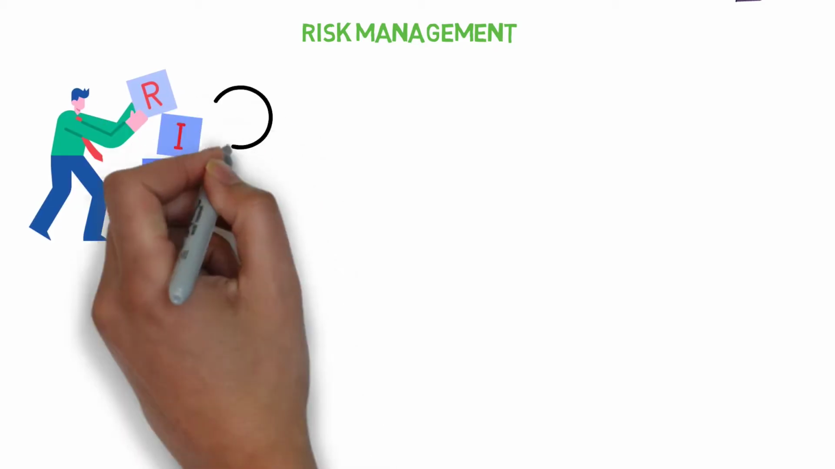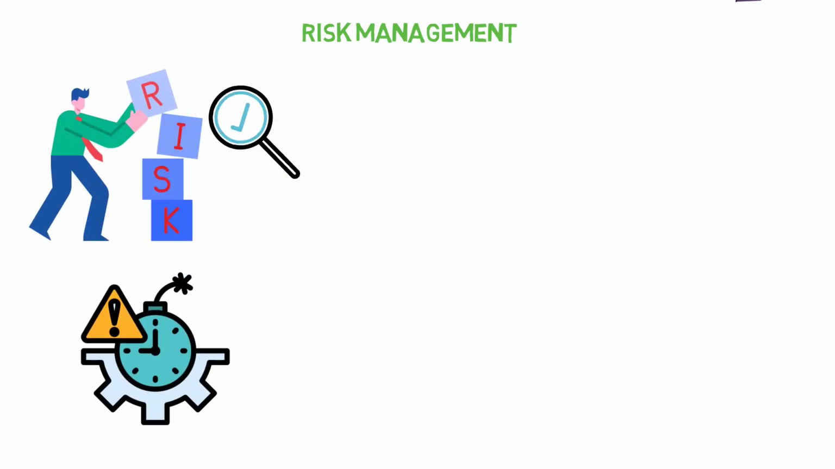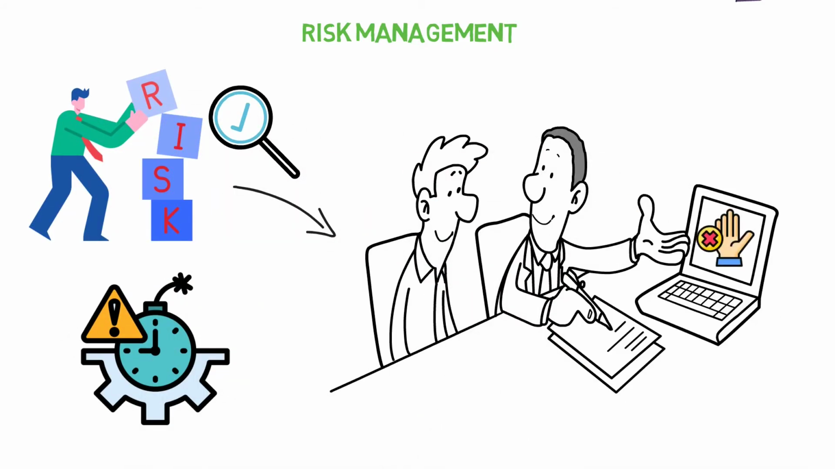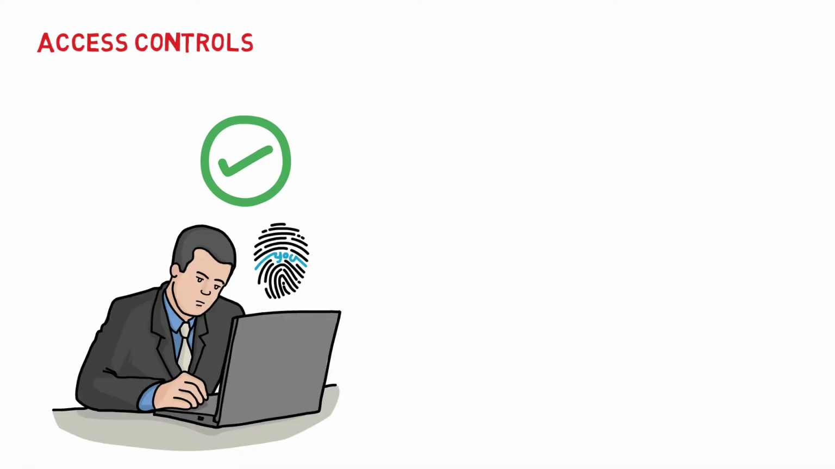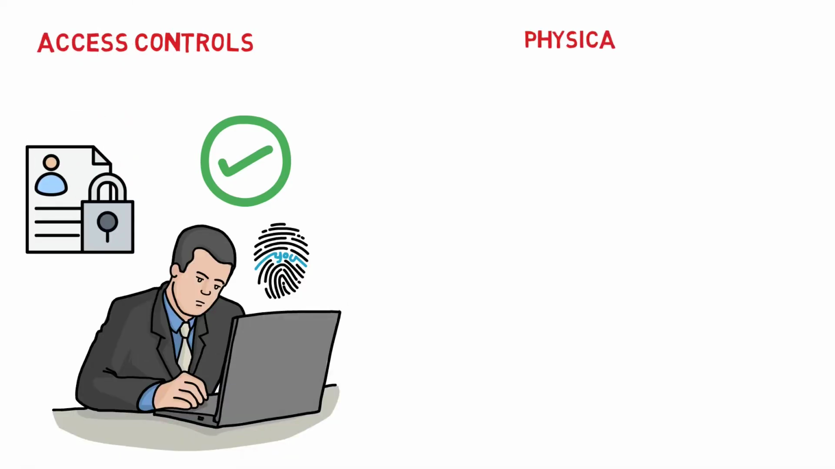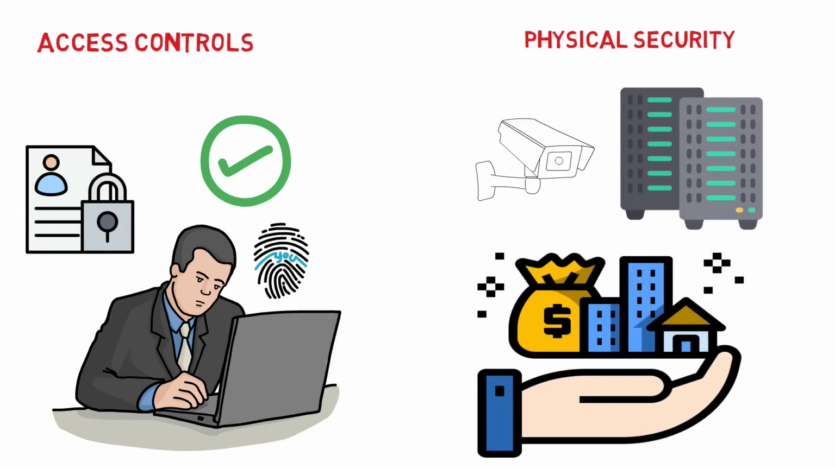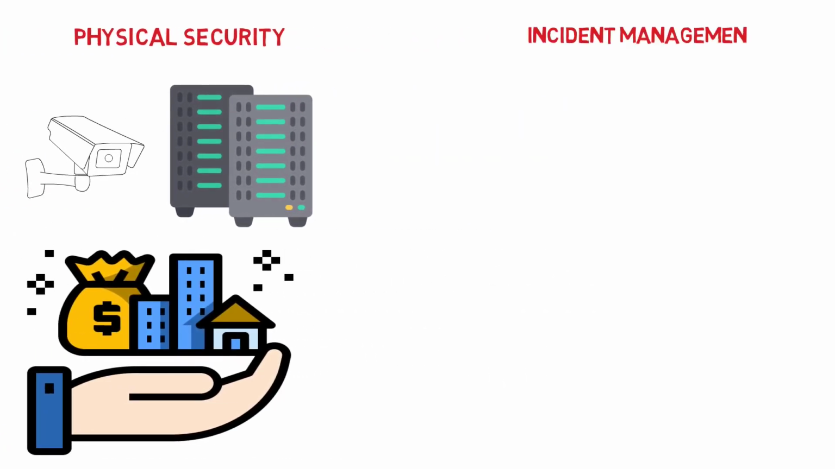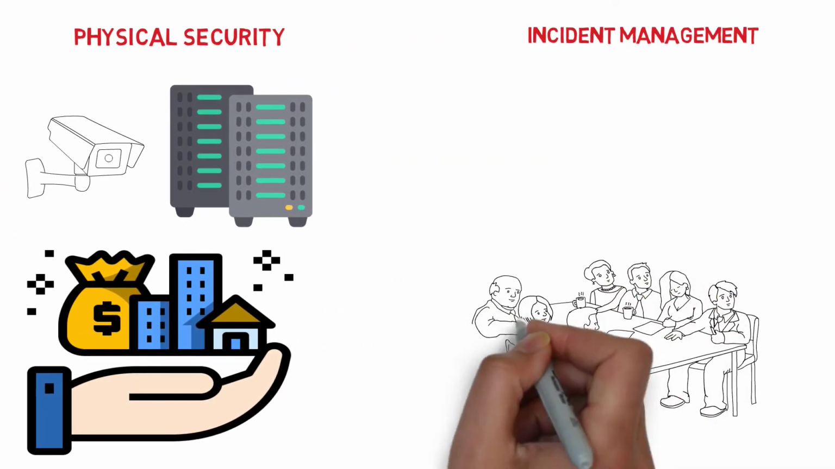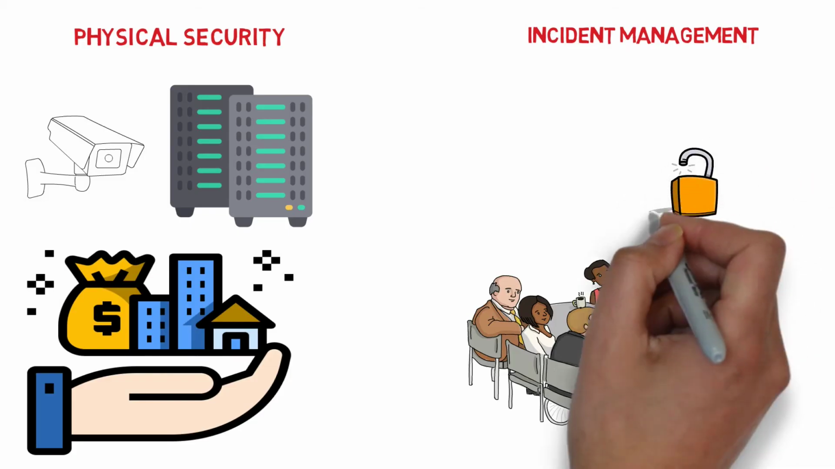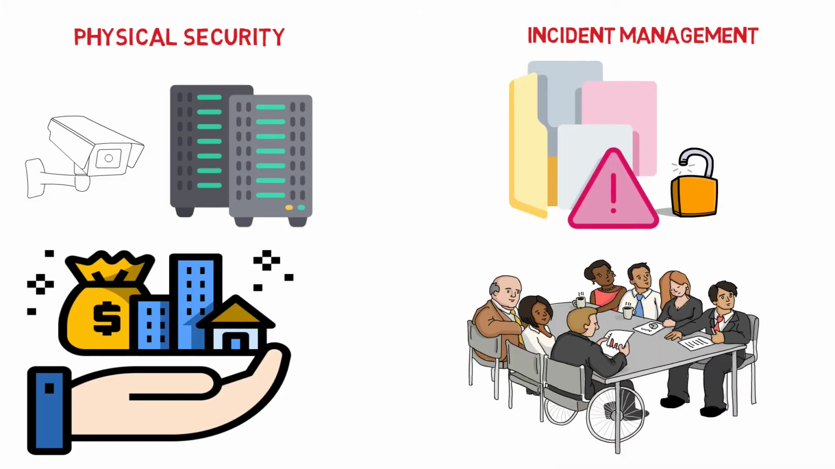Risk management. Risk management involves identifying potential risks and implementing measures to mitigate or avoid them. Access controls. Access controls ensure that only authorized users can access sensitive data and systems. Physical security. Physical security measures protect the physical assets of a business, such as servers and data centers. Incident management. Incident management involves responding to security incidents, including data breaches and other security breaches.